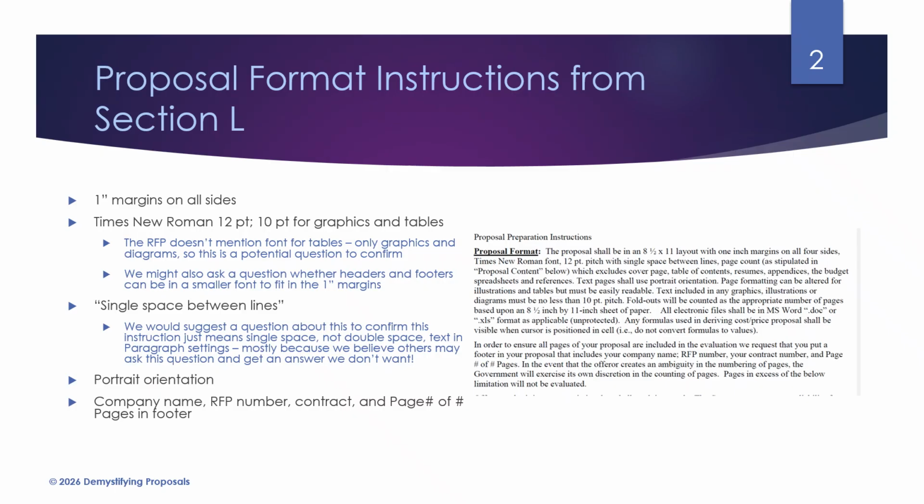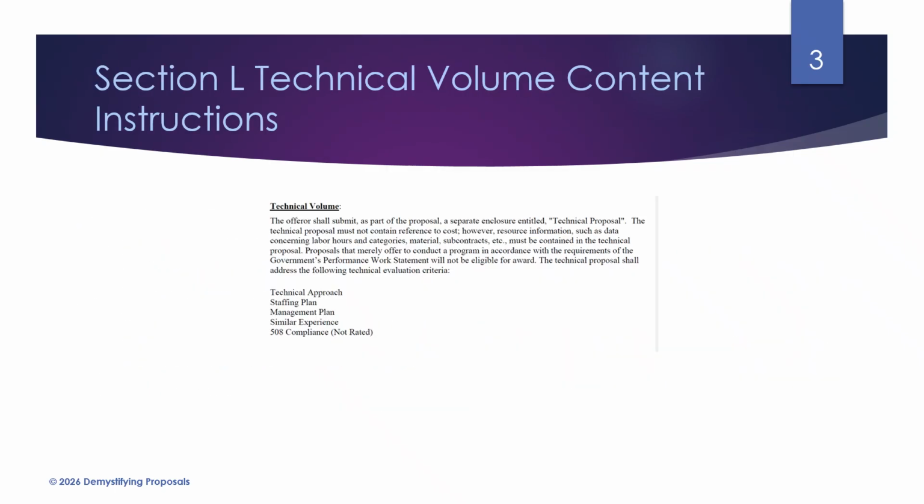Portrait orientation is required. Again, that's fairly standard for a federal government proposal. Company name, RFP number, contract, and page number of number of pages are required in the footer. So as I said, that's a lot of information to fit into a 1-inch margin footer at 12 point Times New Roman. So these are the section L technical volume content instructions. As you can see, there are 5 subsections: technical approach, staffing plan, management plan, similar experience, and 508 compliance. This video is going to be talking about the staffing plan part of those content.